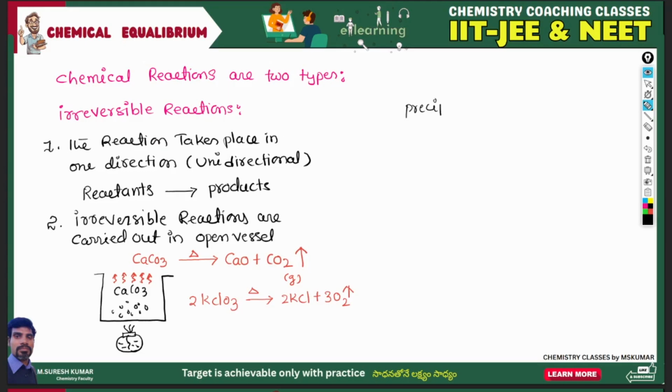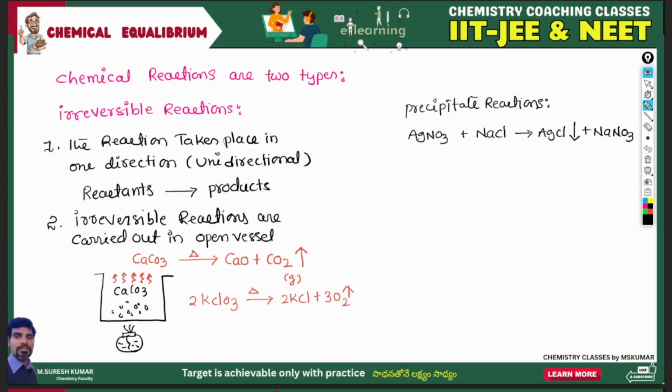Precipitate reactions are also irreversible in nature. Example, AgNO3 plus NaCl gives rise to AgCl, which is a white color precipitate, and NaNO3, sodium nitrate, is obtained.